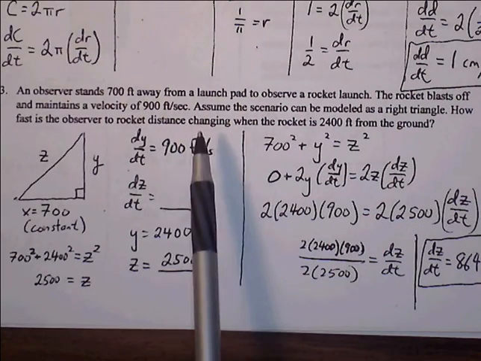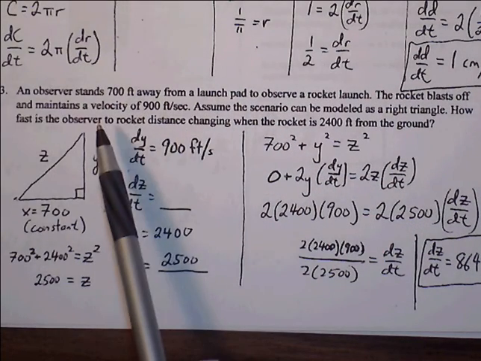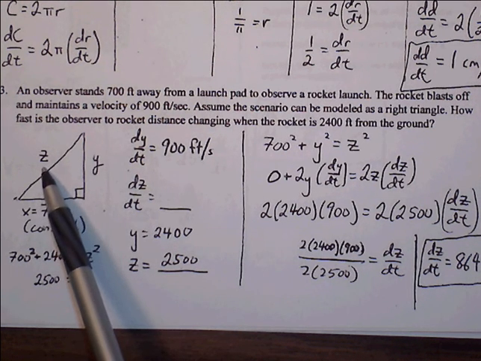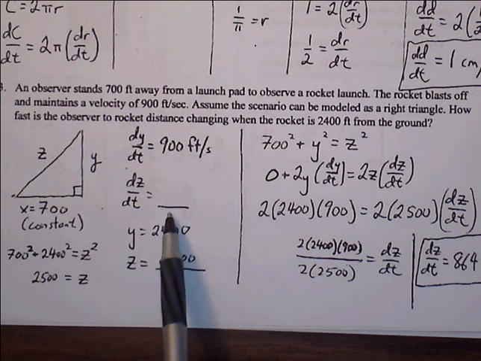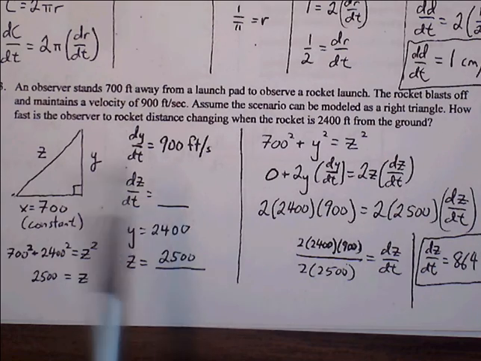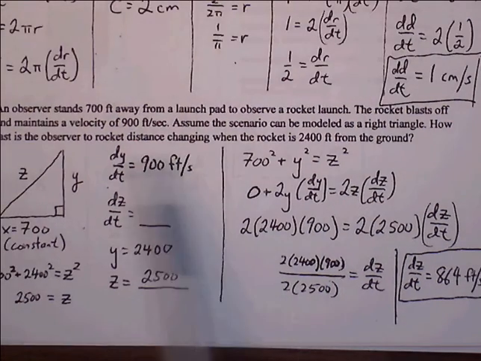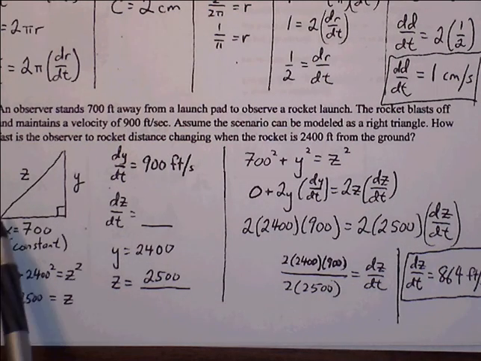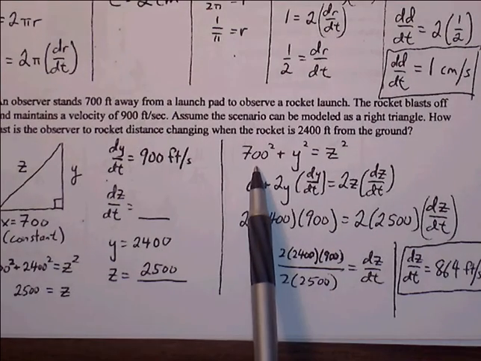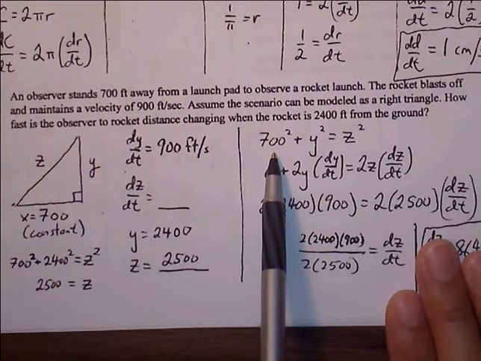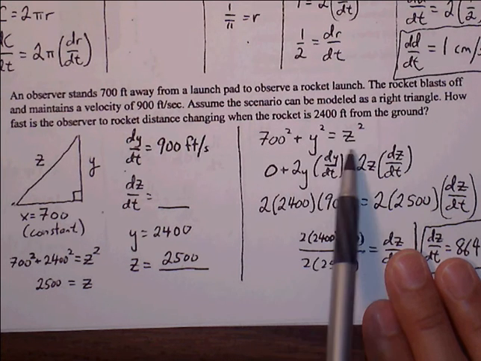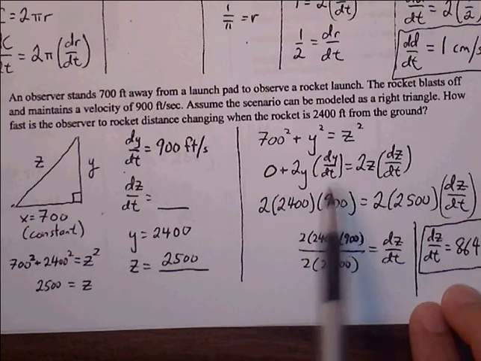We're trying to find how fast the observer-to-rocket distance is changing, so we're trying to find dz/dt, the rate of change of the distance between the person and the rocket. We can get to that by going through the Pythagorean Theorem. Leg squared plus leg squared equals hypotenuse squared. 700 squared plus y squared is equal to z squared. The 700 is a constant, so the derivative of a constant goes to 0. y squared becomes 2y dy/dt. z squared becomes 2z dz/dt.